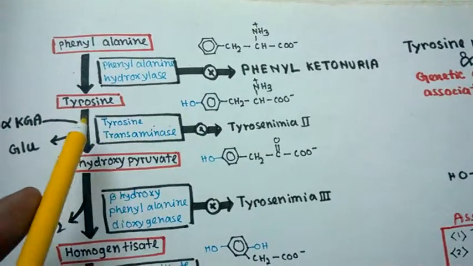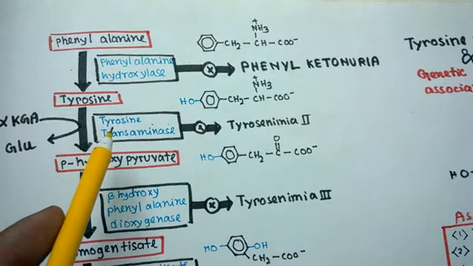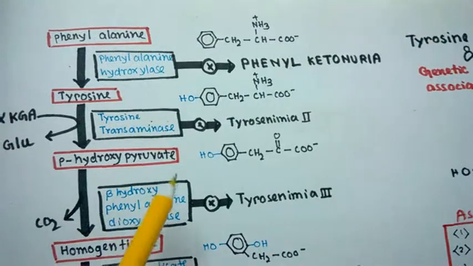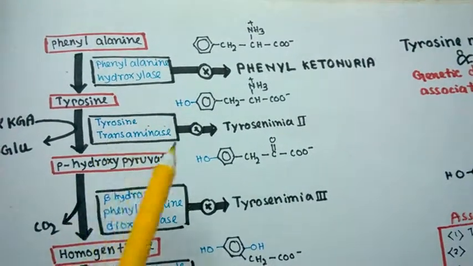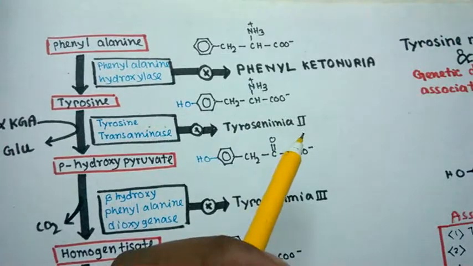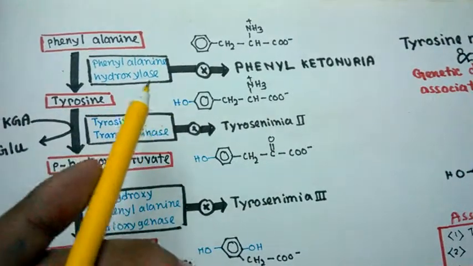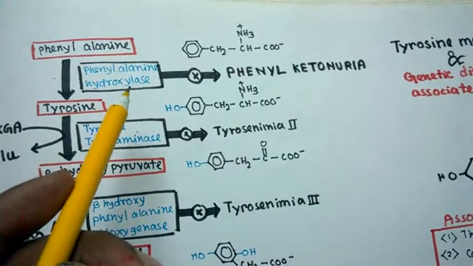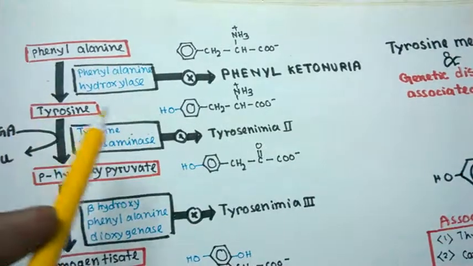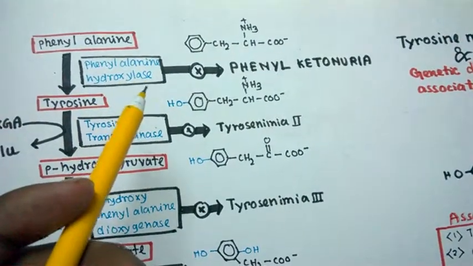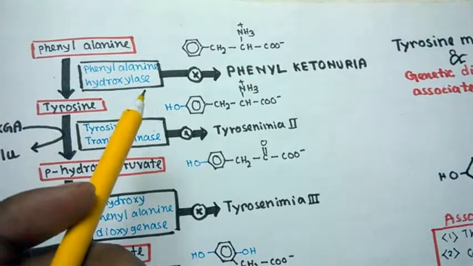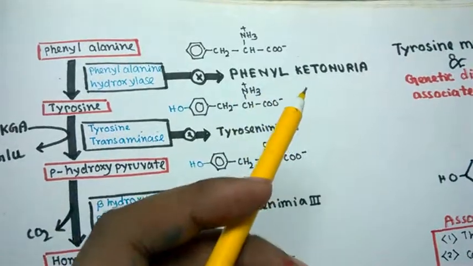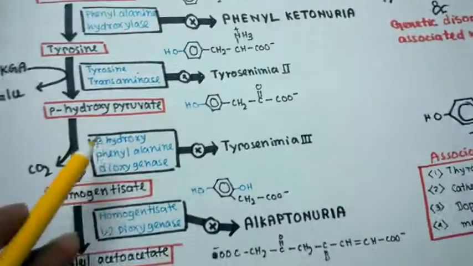In the next step, tyrosine is converted by tyrosine transaminase to para-hydroxyphenylpyruvate, and any problem in this step will cause tyrosinemia too. Just one thing to remember: the first step, the conversion of phenylalanine to tyrosine by phenylalanine hydroxylase, is very important. If this enzyme is mutated or not working properly, we will develop phenylketonuria.